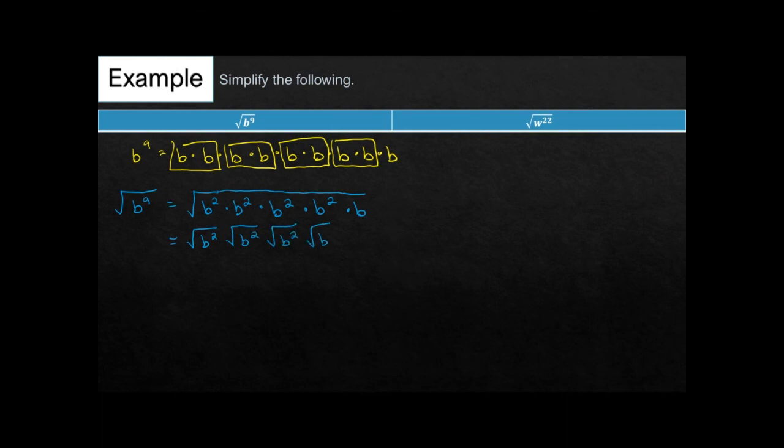Now, you can skip a lot of these steps once you understand the process. I'm going to show everything so you can see how it works. So I just separated out those 4 b squareds and then the square root of b by itself. Now, every square root of something squared, those cancel, so I'm left with b underneath. And then I have my square root of b that I can't cancel. And so now I have 4 b's multiplied together, which gives me an exponent of 4. So I get b to the 4th and then the square root of b.